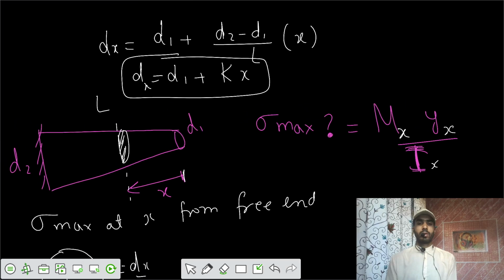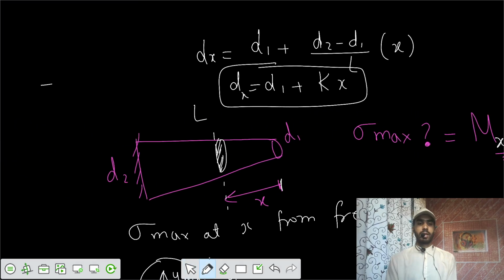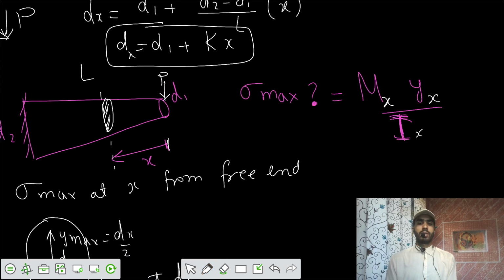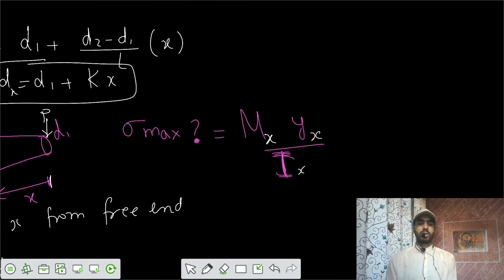If you want the value of the bending moment at this x, so you had a beam, and you're applying a concentrated load at the end. You have a load of P here. So the internal shear force would be equal to P, and the bending moment developed would be P into x. You write that P into x. So we got all those values.